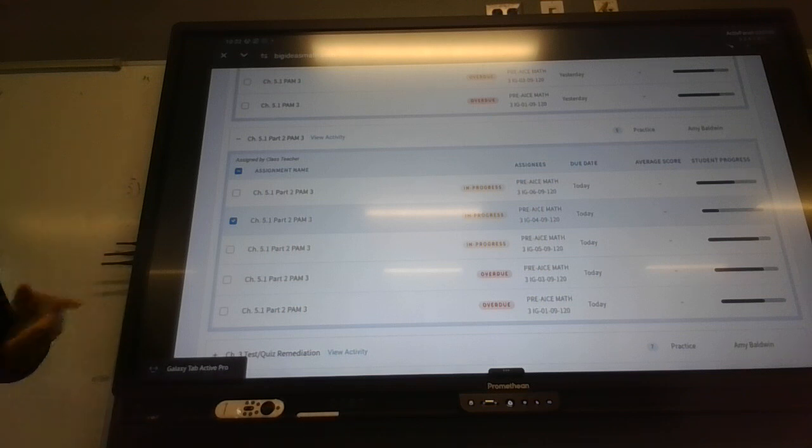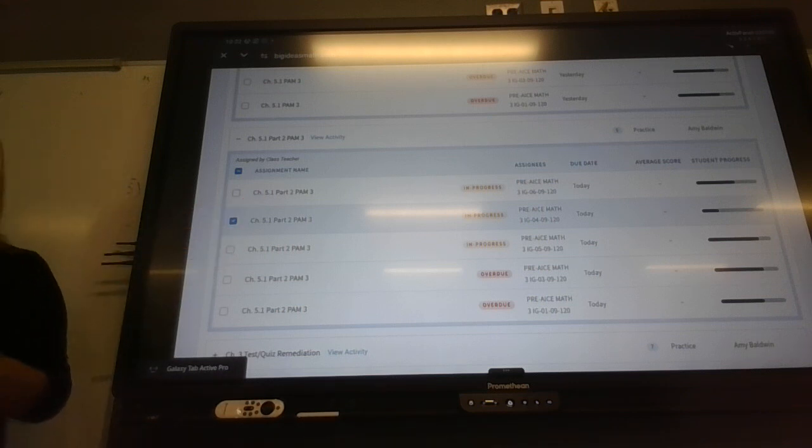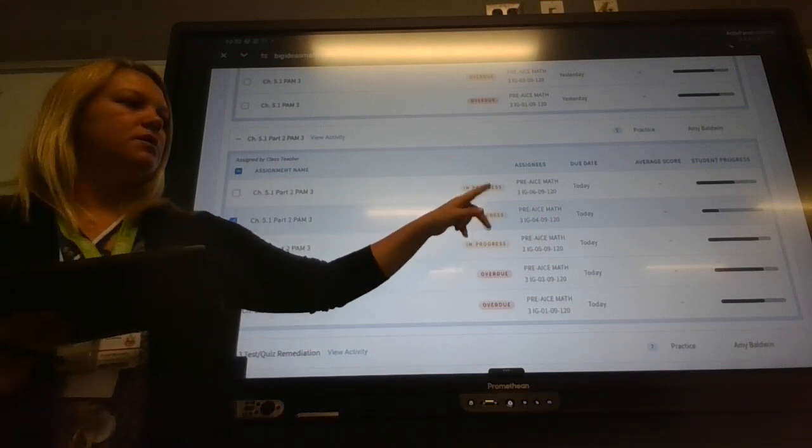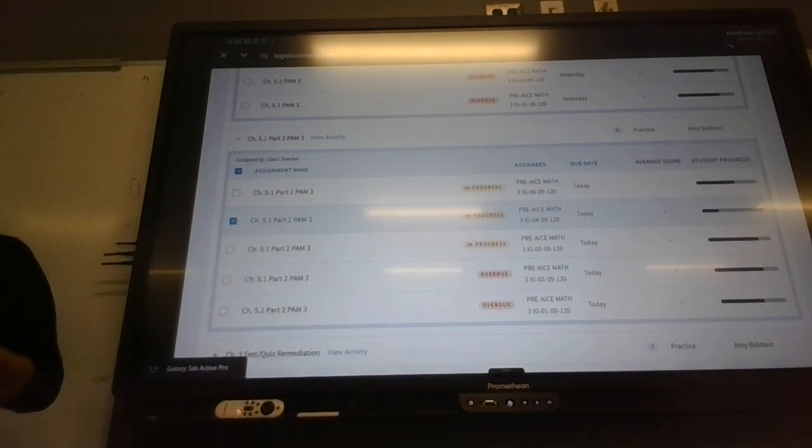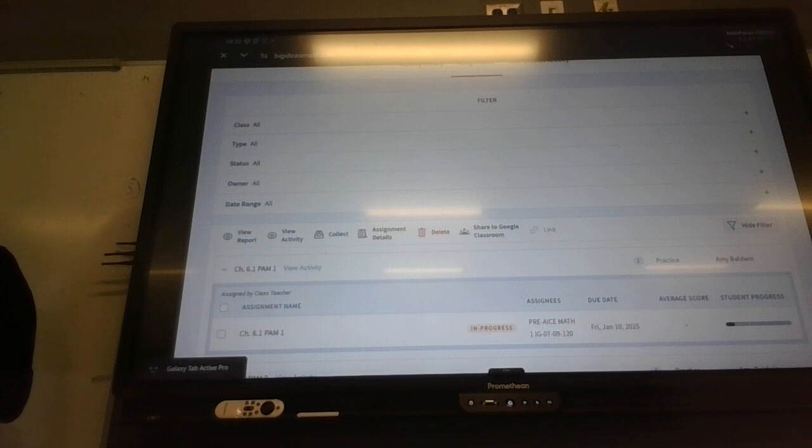See how much lower 4th period is from the other classes? That's not scores, that's just completion. That's how many people have submitted it. So you're excused because of the assembly. Let's get to work on it.